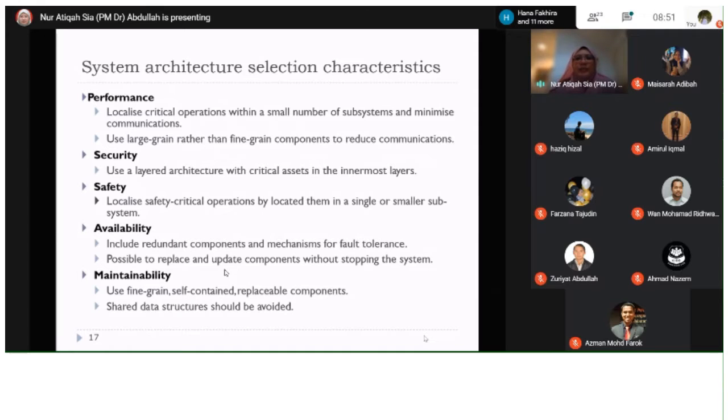Okay, so again, the selections here, these are some of the non-functional requirements. Okay, as I mentioned to you, when this client says, I would like to have a performance, bagus punya lah, dia kira performance bagus punya system. So when we are emphasizing on the performance, meaning that you have to use a large grain of the components rather than the fine grain, because it is going to reduce the component communications.